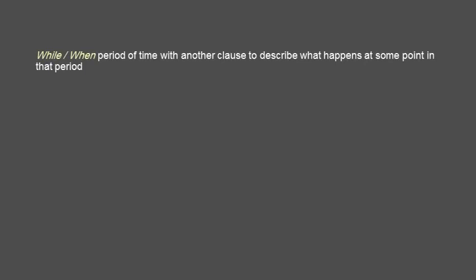We can use a clause with while or when to describe a period of time with another clause to describe what happens at some point in that period of time. Let's have a look at the following example. I had sprained my ankle when or while I was playing tennis. In this example, the when or while clause described a period of time, which is the time I was playing tennis. The main clause described spraining my ankle, which happened at some point during the time I was playing tennis.